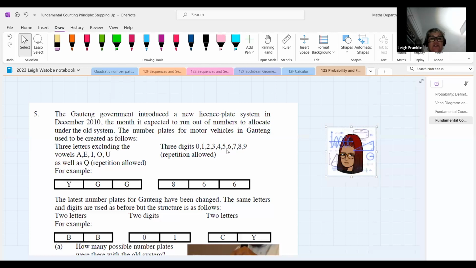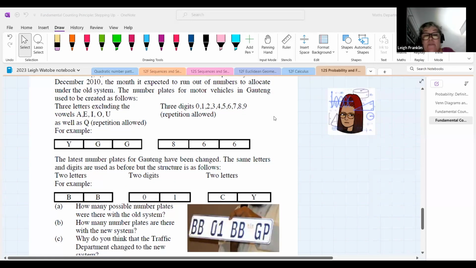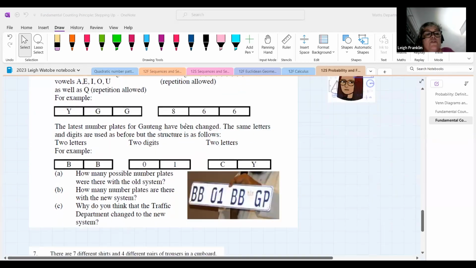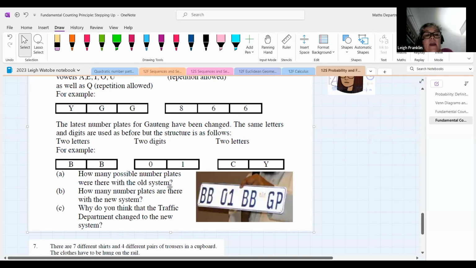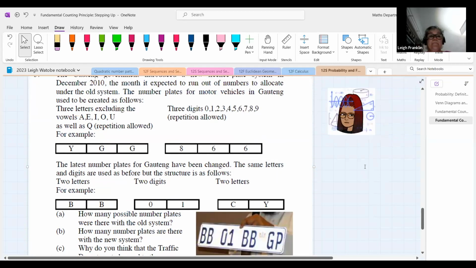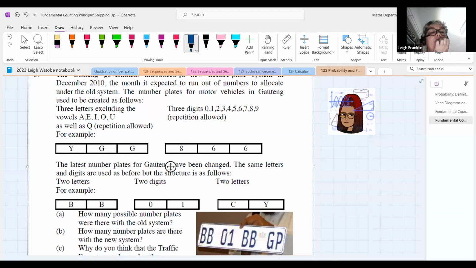The latest number plates for Gauteng have been changed. The same letters and digits are used as before, but the structure is now different. So it goes 2 letters, 2 digits, 2 letters. Now, the reason that the Gauteng department did this is so that they could have more number plates, because they were running out of number plates. So the first question says, how many possible number plates were there with the old system? Remember, they've got rid of the vowels, and they also didn't use the letter Q for some bizarre reason. So how many possible number plates were there with the old system?